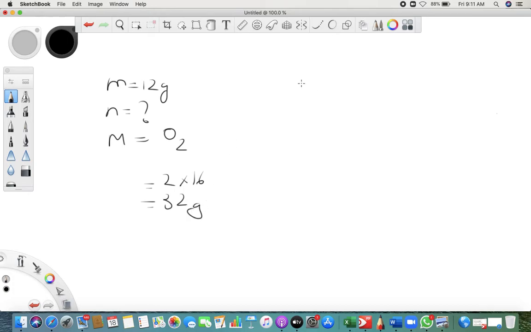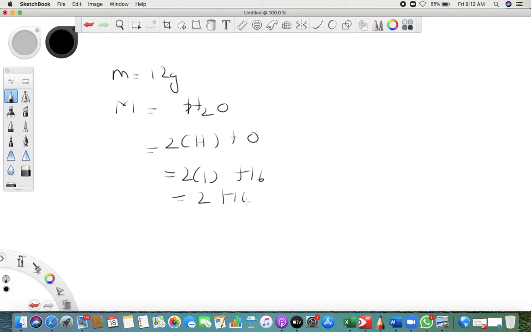So we have to find out n. It is capital M upon small m, sorry, small m upon capital M. So it is 12 upon 32, which is 0.375 mole. So it is only one formula we keep on utilizing in a round and round way, right? Let's see the next one.